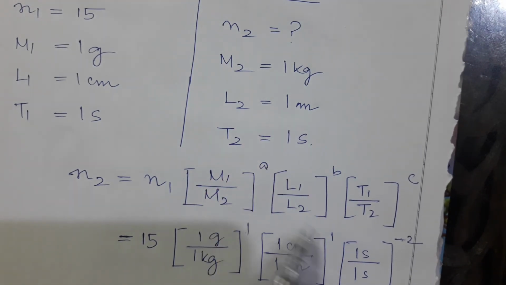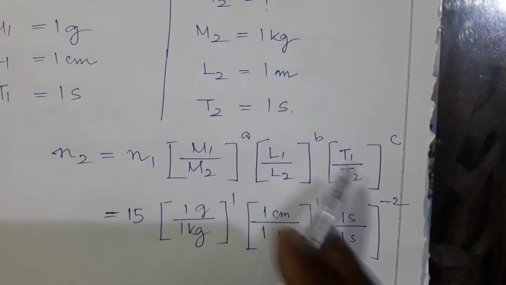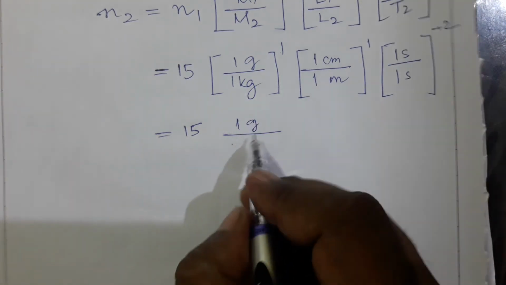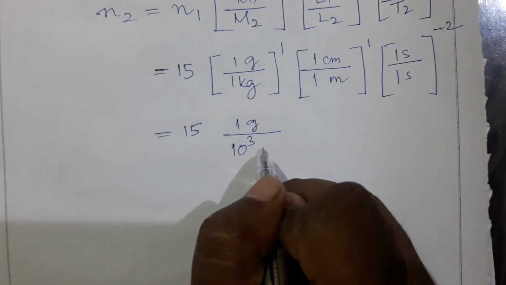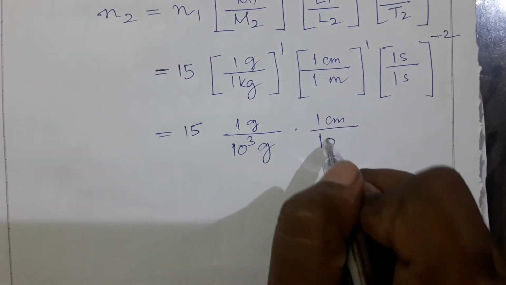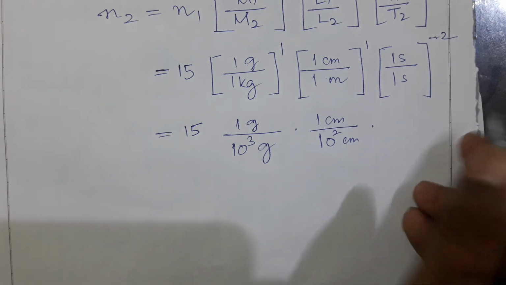B is also 1. T1 is 1 second. T2 is also 1 second. 1 by 1. And what is C? C is -2. Now what is 1 kg? 1 kg is 10 to the power 3 gram. What is 1 meter? 1 meter is 10 to the power 2 centimeter. And 1 second by 1 second, this is 1.